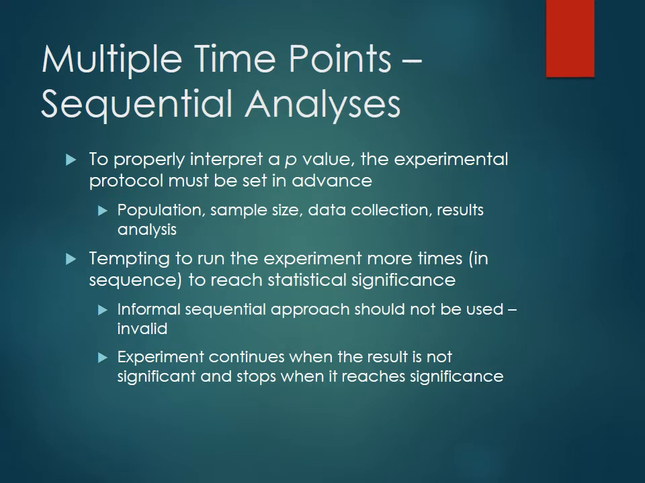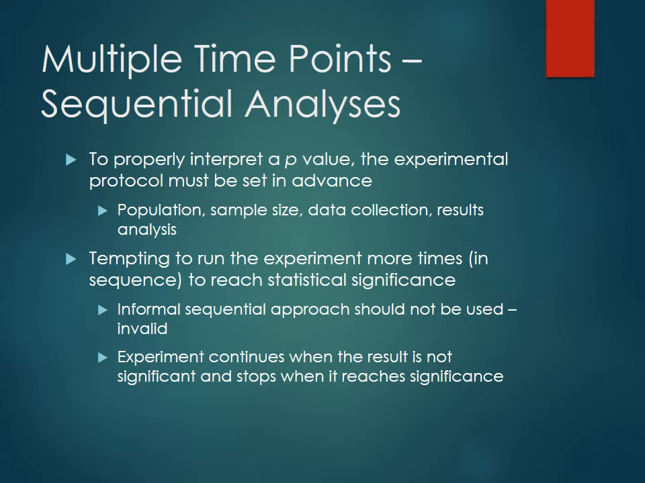So looking at multiple time points or doing sequential analyses is another way that we can potentially have these multiple comparisons issues. To properly interpret the p-value, the experimental protocol really must be set in advance. That includes the population that you're going to look at, including inclusion and exclusion criteria, the sample size you're going to use, including using your power calculations, the data collection methods, and results analysis. All that really needs to be set a priori, or before the start of the actual data collection. And it's tempting to run the experiment more times in sequence in order to reach statistical significance.